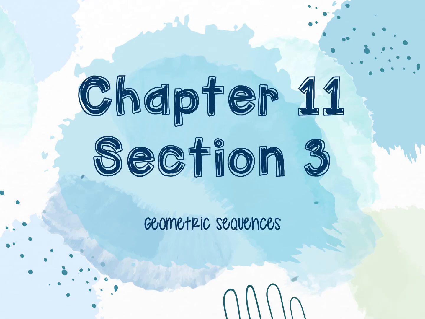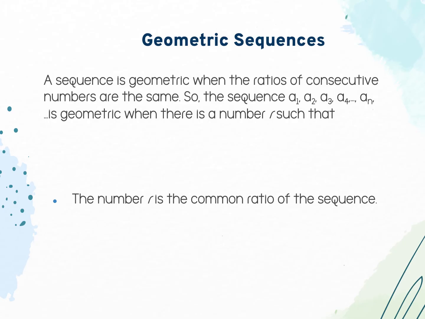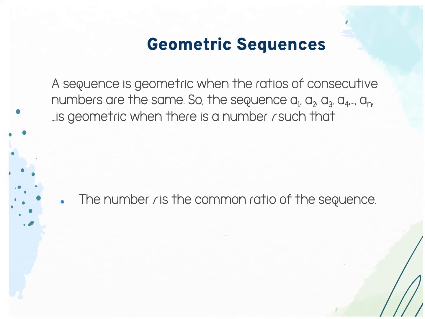So today we're going to cover Chapter 11, Section 3. Today we're going to talk about geometric sequences. A sequence is geometric when the ratio of consecutive numbers is the same.